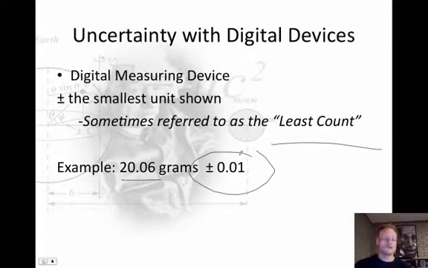I can only have my uncertainty go this far, to the hundredths place. Why? Because this number here is to the hundredths place. I can't have it go all the way to the thousandths or anything like that. It can only go to the same decimal place as my measurement. And so those are the two cardinal rules of calculating uncertainty.